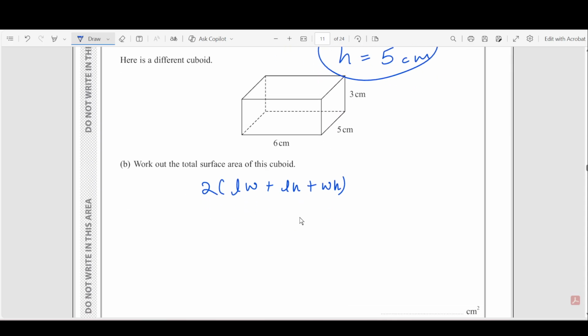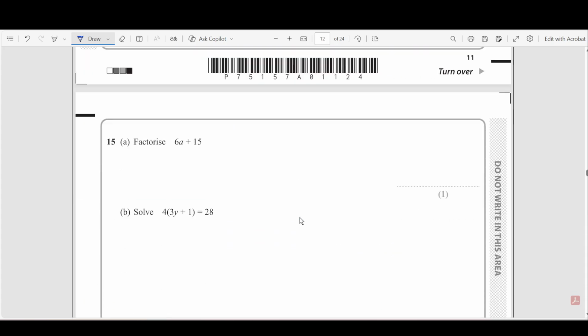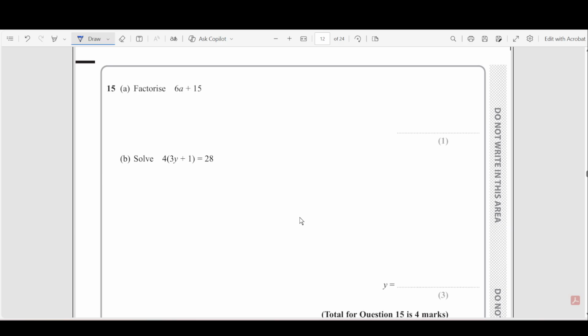Okay, so 2 times length and width, which is 6 and 5. I can just multiply them directly, 6 times 5, which is 30. And length times height, 6 times 3, which is 18. Plus width times height, 5 times 3, which is 15. If I add them, I will get 63, and then I times it by 2, which is going to give me 126 centimeters square. And that's my answer.